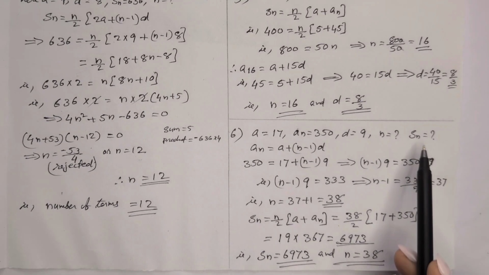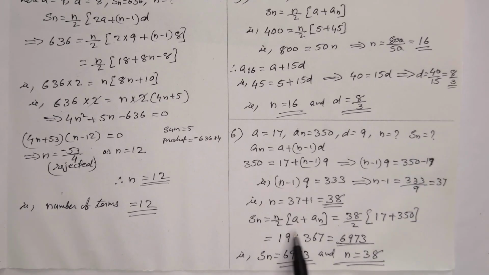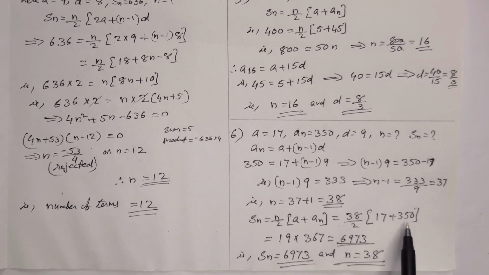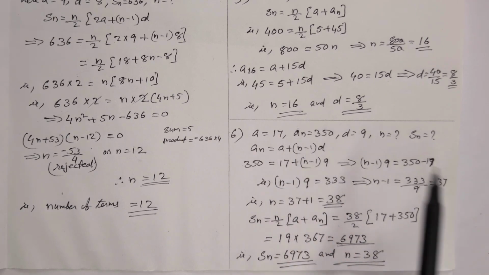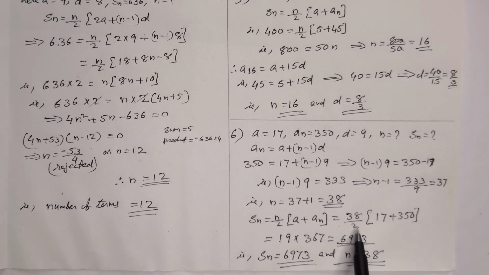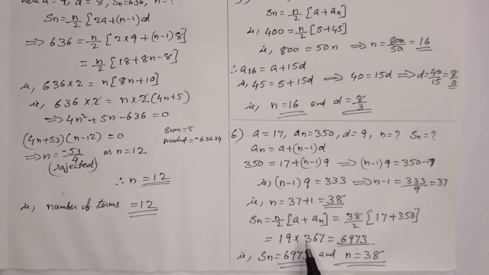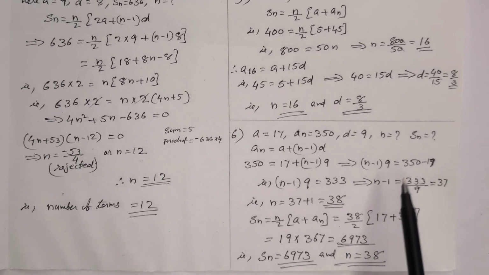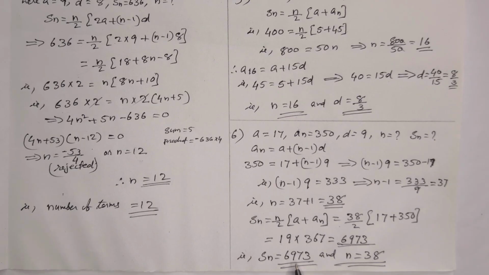Then we have to find the sum. Put the values in the sum formula. N we already got as 38. So 38 by 2 into first term 17, last term 350. Both are given in the question. So 38 by 2, that is 19, into 17 plus 350, which is 367. Multiplying, we are getting 6,973. Therefore, the sum of the given AP terms is equal to 6,973 and the number of terms in the AP is equal to 38.